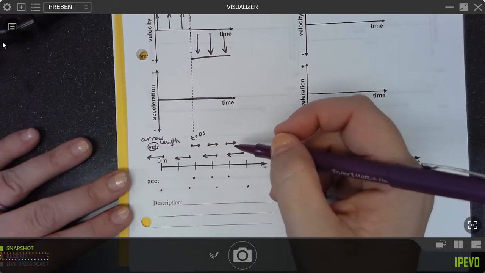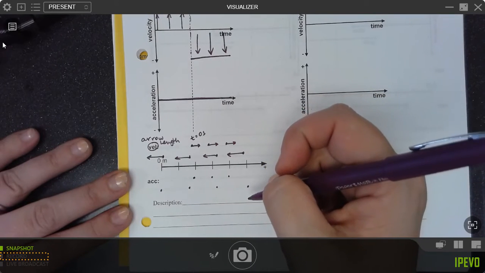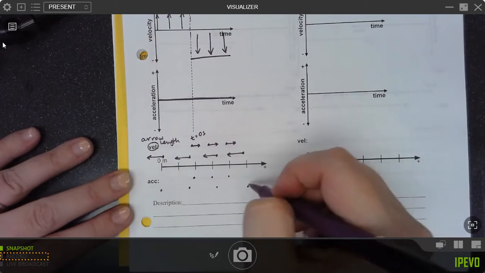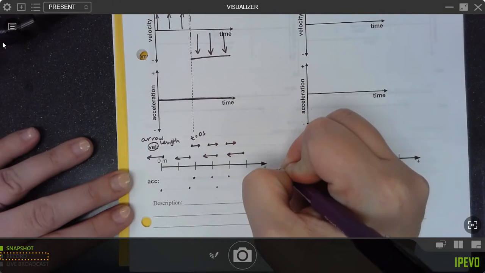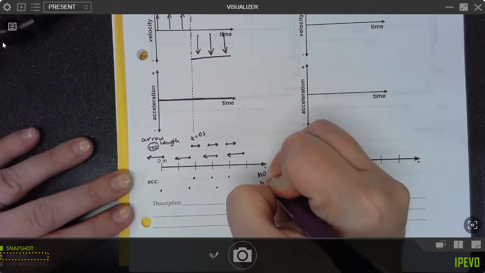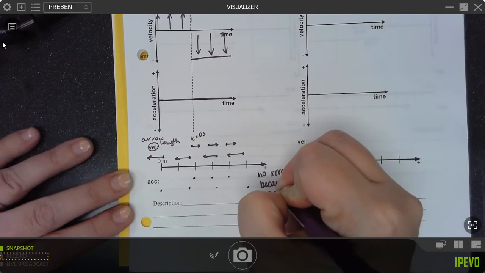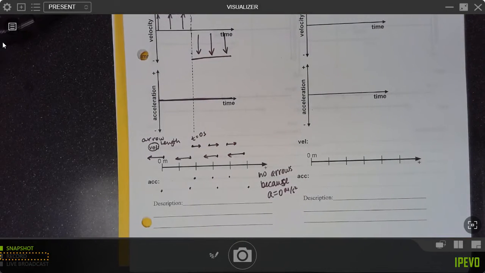Okay, so there's just no lines for acceleration. Since there's zero acceleration here, there's going to be no lines, no arrows, because acceleration is 0 meters per second squared.